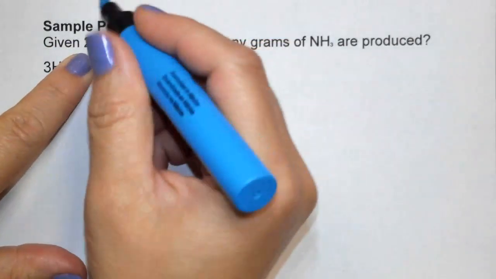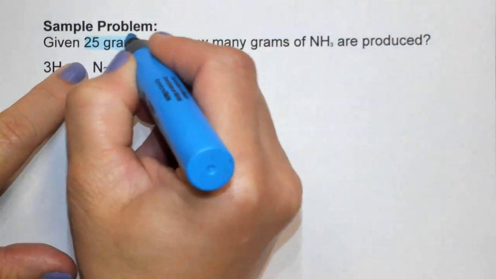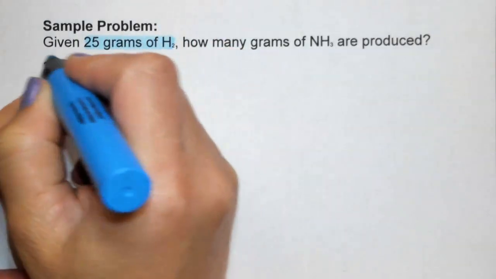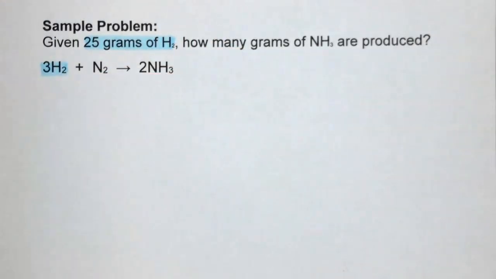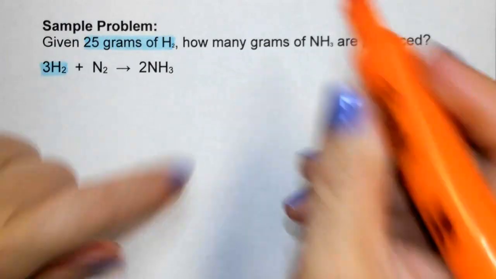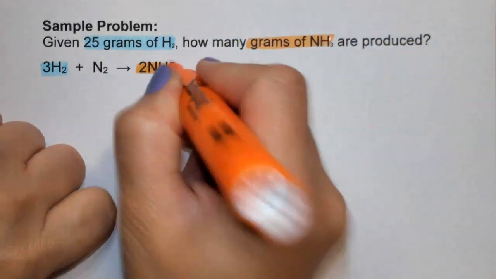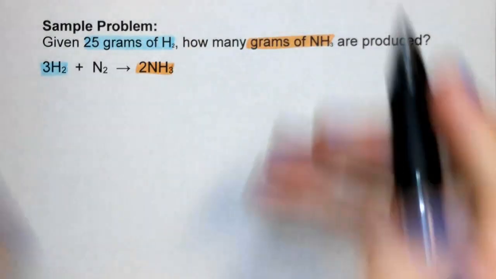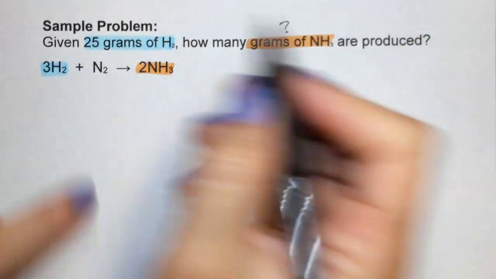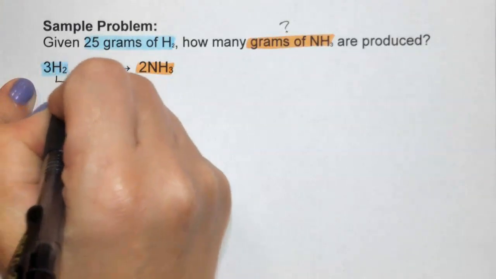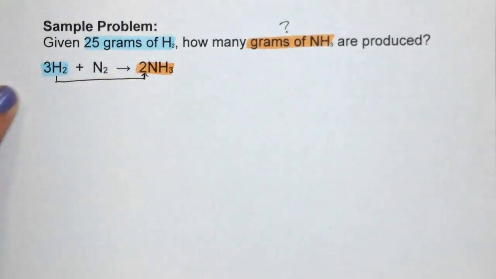First, let's identify the given. We're given 25 grams of hydrogen, and it's important to note that that's this guy right here. Next, we're asked to find grams of ammonia, which is this guy right here. So this is what we're trying to find. We're going to start at hydrogen. We're going to end at ammonia.